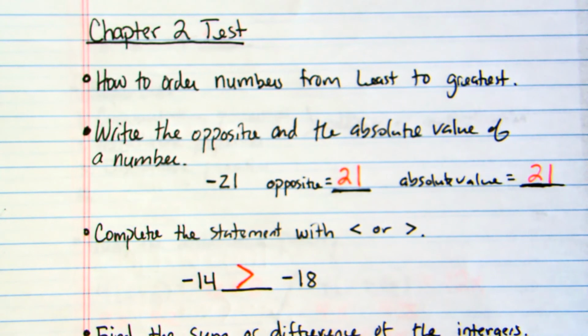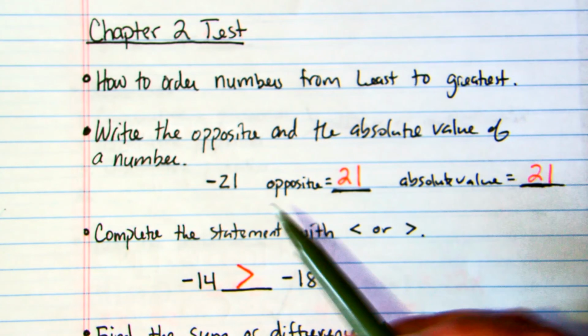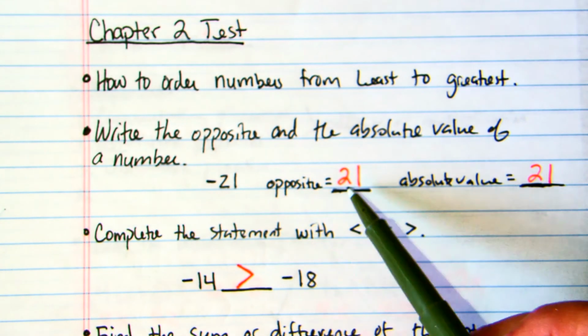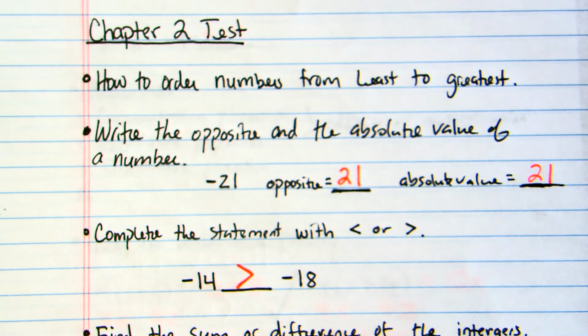We also have to know how to write the opposite of a number and the absolute value of a number. So if I gave you something like negative 21, the opposite is 21 and the absolute value is positive 21. Absolute value is always positive, okay?